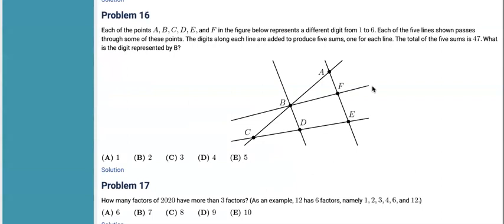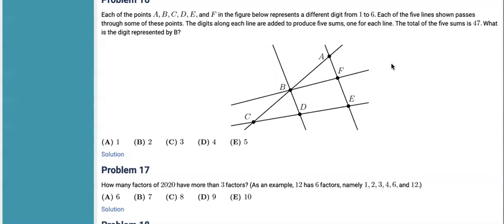Okay, sure. What? Wait, why? That's kind of weird. What is this? Different digit from 1 to 6. Each of the 5 lines shown passes through some of these points. Let me just count: 1, 2, 3, 4, 5. The digits along each line are added to produce 5 sums, one for each line. The total of the 5 sums is 47. What is the digit represented by B? This is kind of a pain.